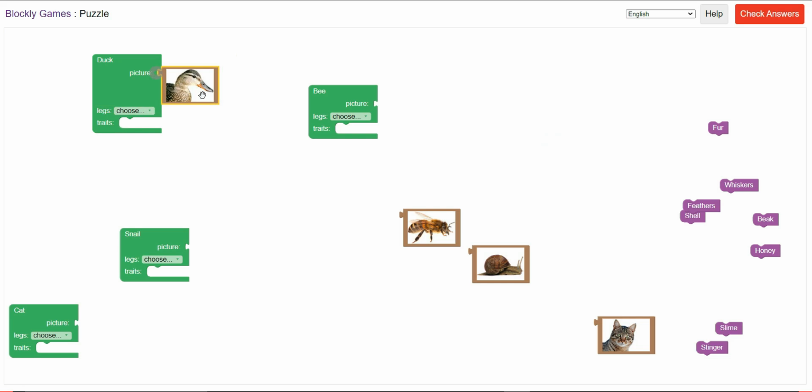We have the picture. We're going to put the picture right here, and then we're going to choose its legs. Do not forget the legs part. It has two legs. And then its traits are it has feathers, and it has a beak.